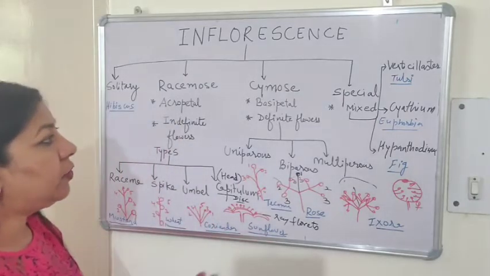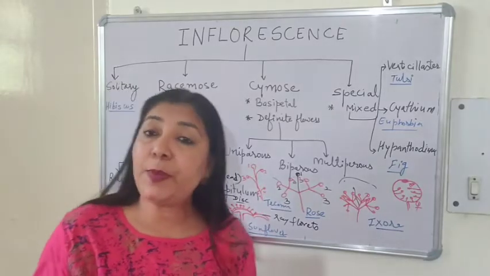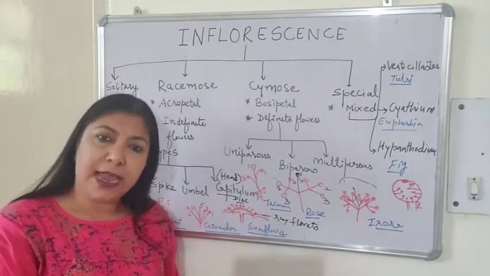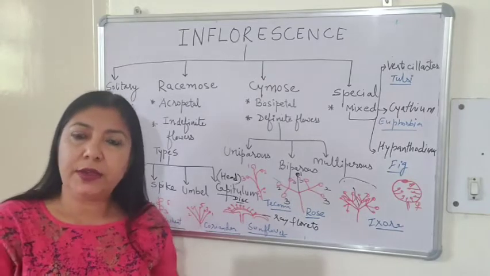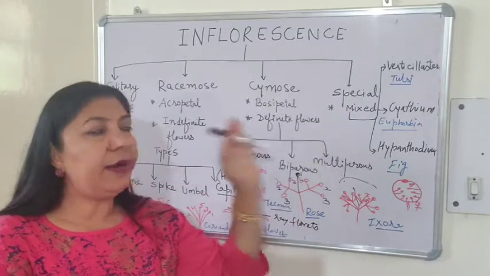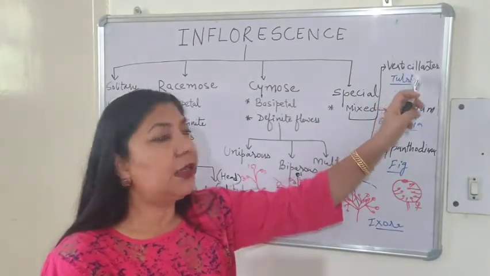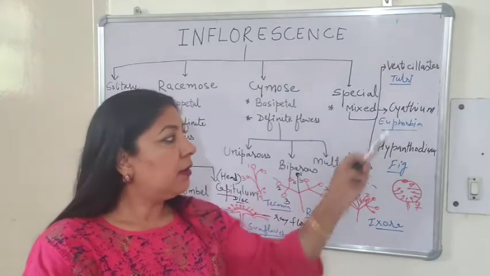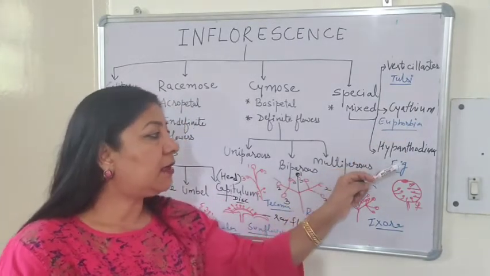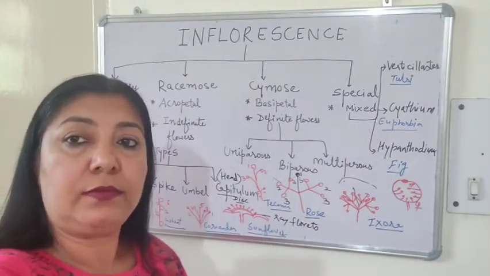Now we switch over to spatial type of inflorescence. In spatial inflorescence, it is a combination of cymose and racemose together. So here there are three different types of spatial arrangements. They are: first is verticillaster, second is cyathium, and third is hypanthodium. I will show you all these three.